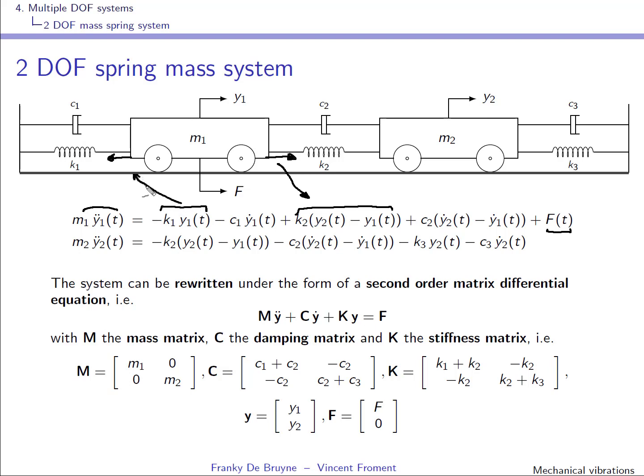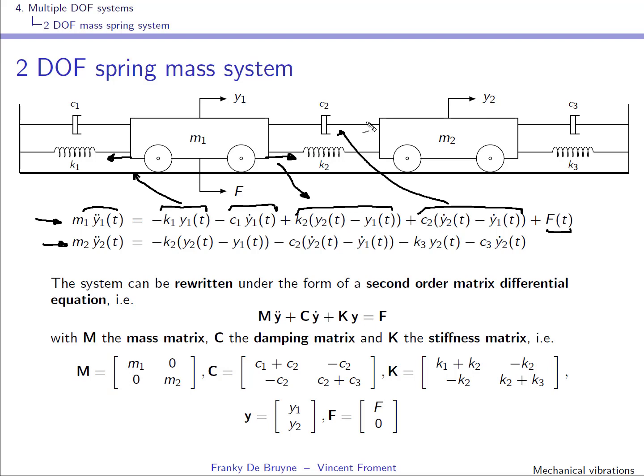Then of course you have something similar for the damping forces: the damping force associated with this damper, and then the damping force associated with this damper. So this leads you to the first equation of motion of mass m1, and of course you can do the same thing for mass m2.